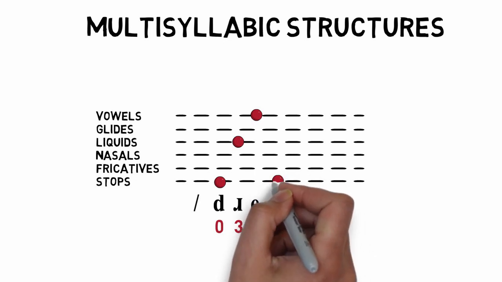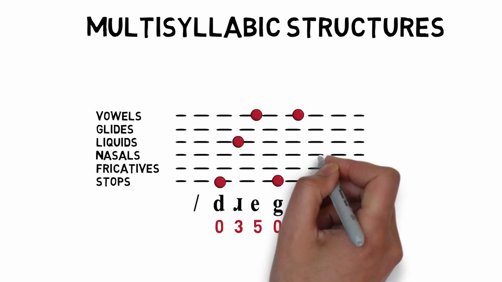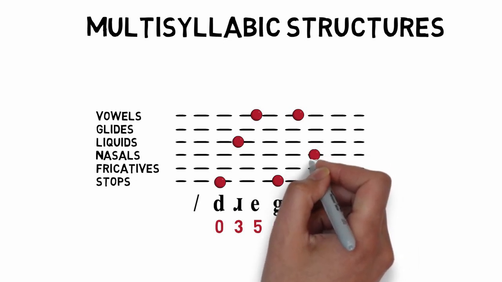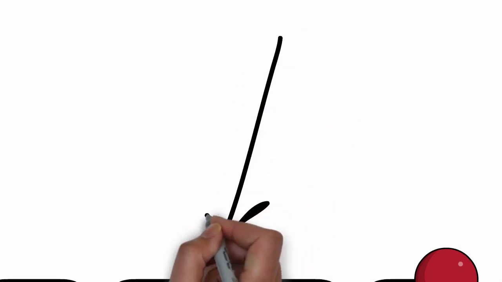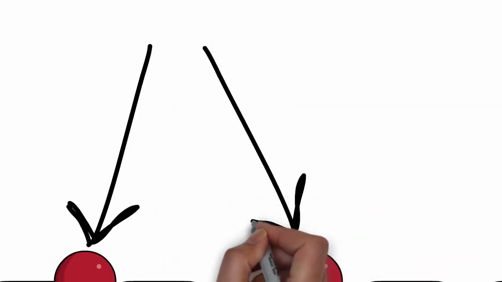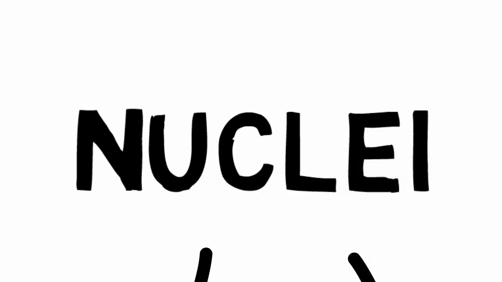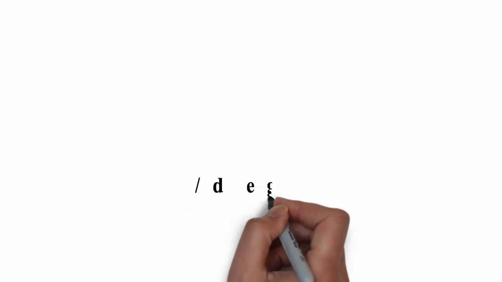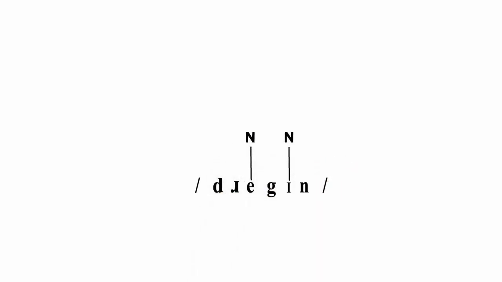The stop G is a 0. The vowel I is a 5. And the consonant N is a 2. We can see that this word has two peaks that correspond with the two vowels. Because there are two peaks, we know that this word has two syllables. There are two nuclei, which means there must be two syllables.